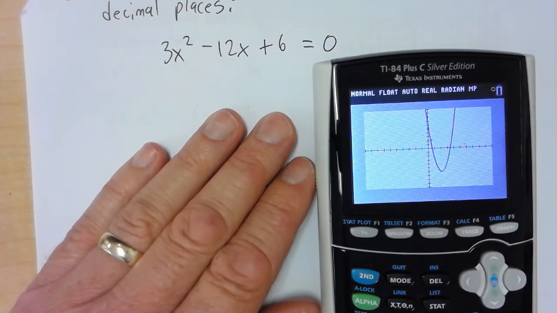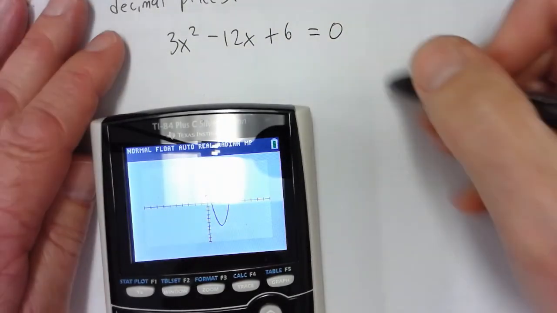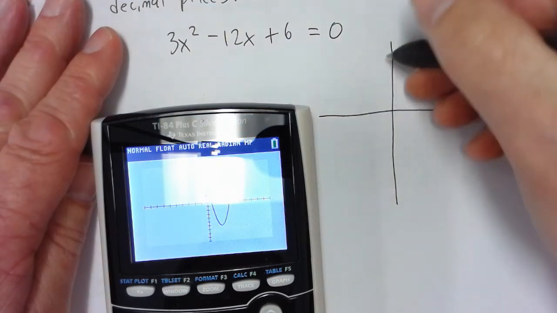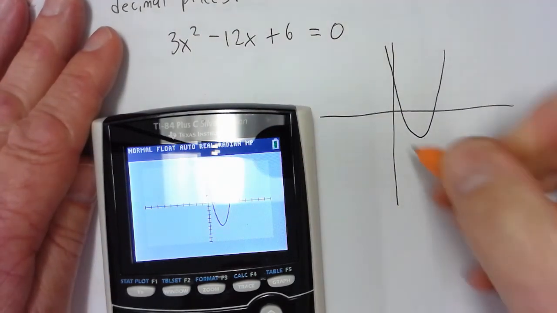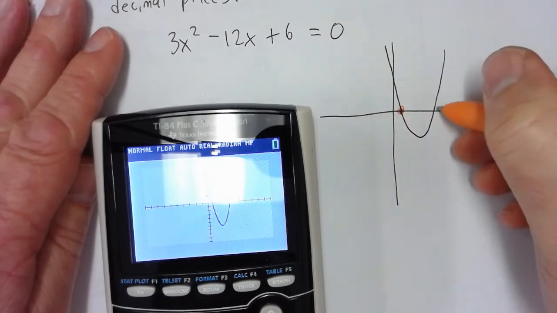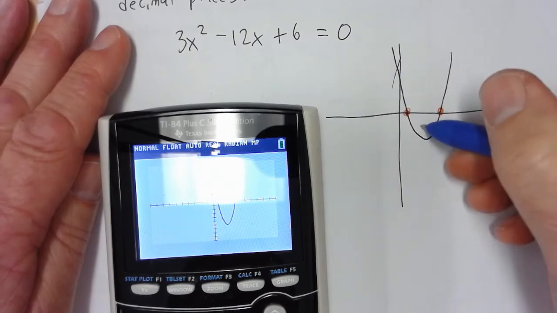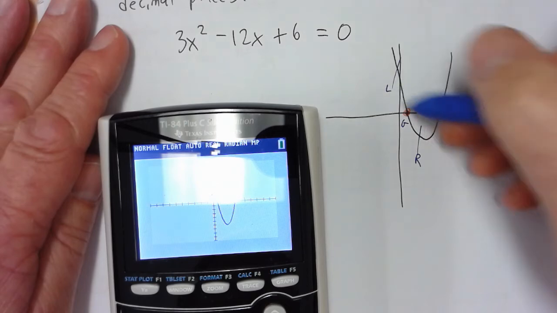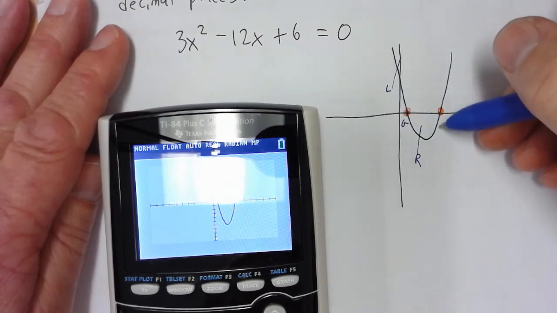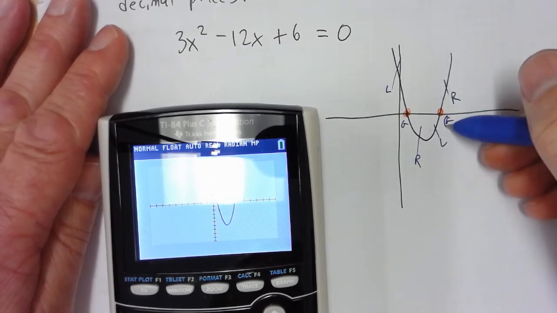So there's my parabola. I'm going to make just a basic sketch of it right here. So here's the basic parabola. It comes down and then goes back up again. What I'm looking for is where it crosses right here and right there. What are those places where it crosses? So I mark the left side, I mark the right side, and then I do my guess. Left, right, guess. And when I repeat the process over here, I do the same thing. Left, right, and guess.